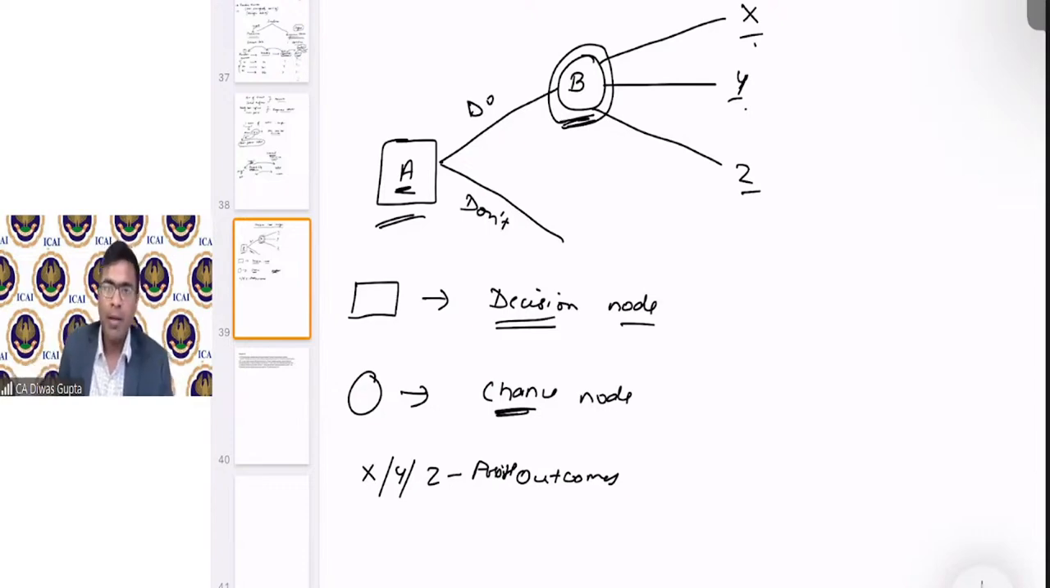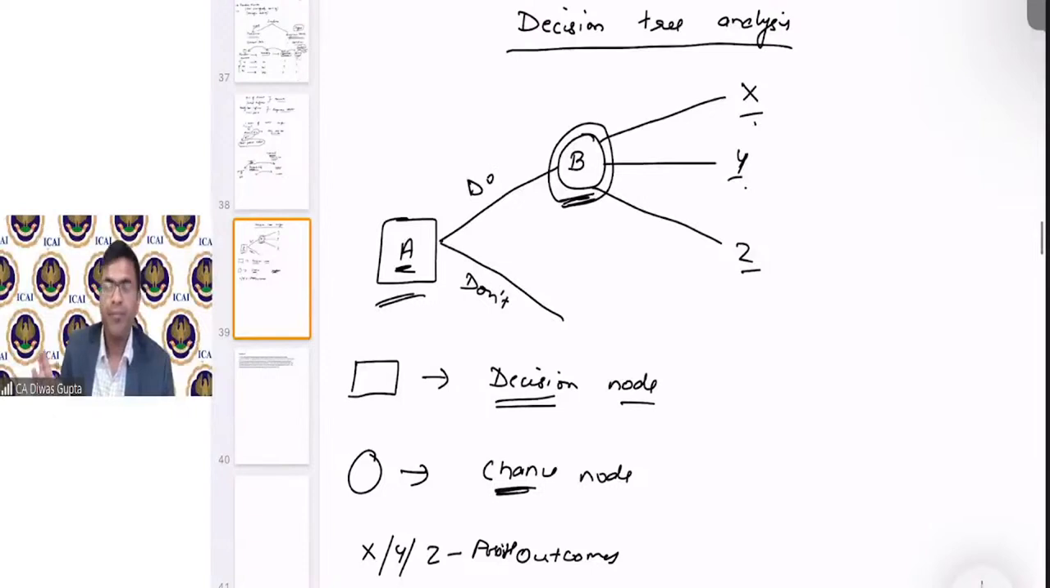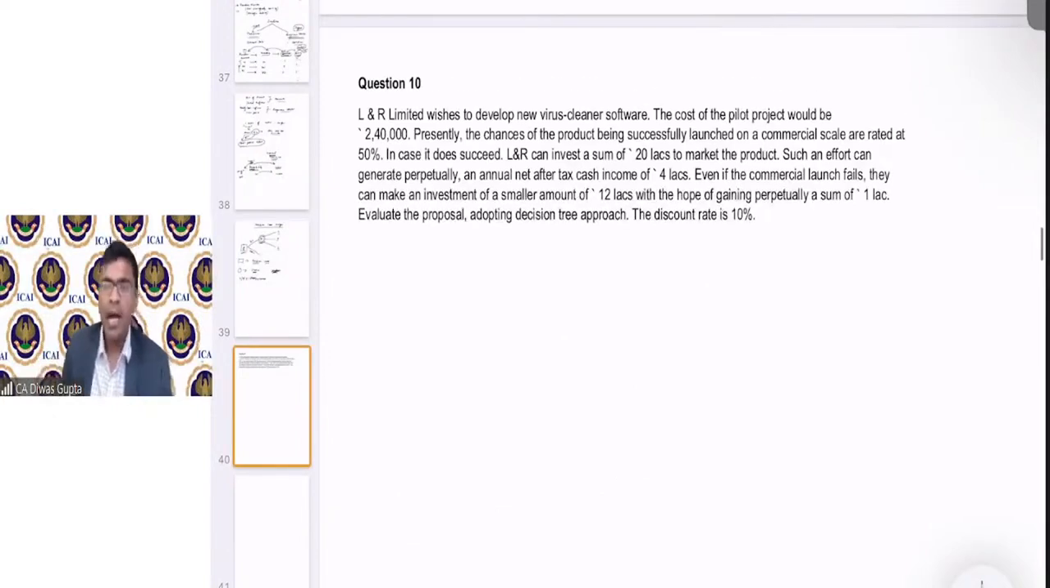So coming back, decision tree. I hope some of the basics are clear. Now we will attempt this question and try to understand it deeply. L&R Limited wishes to develop new virus cleaner software.